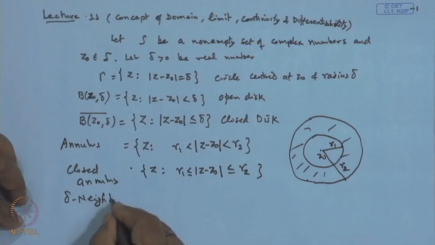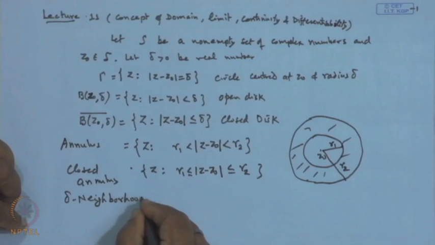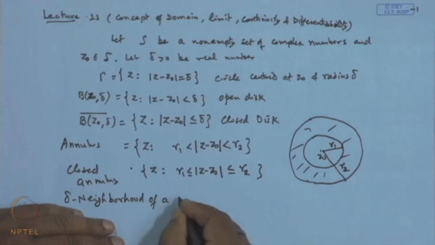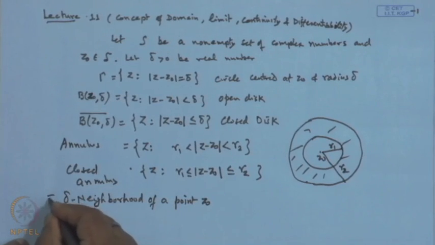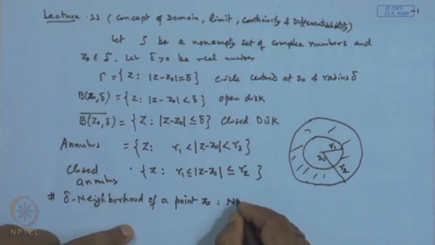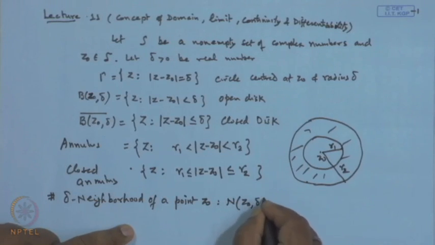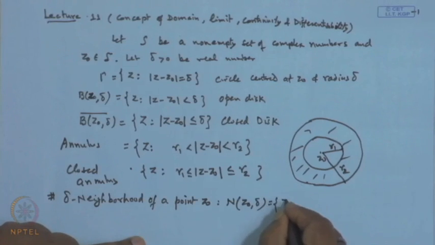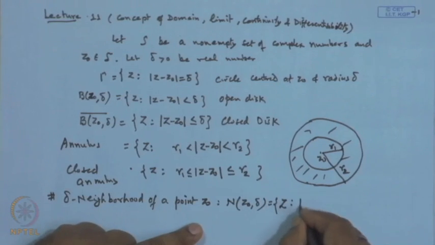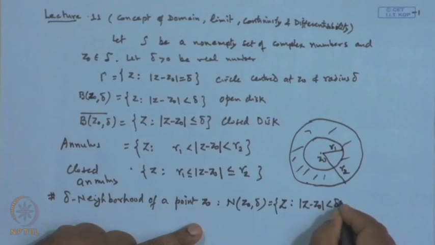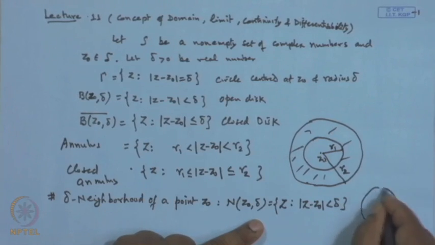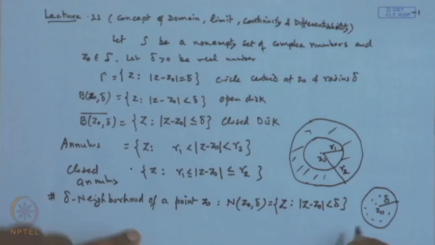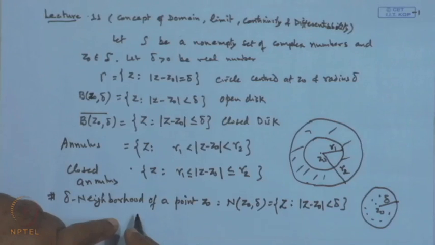Now, the delta neighborhood of a point Z naught, we denote this by N Z naught delta. N is the collection of those complex numbers Z such that mod Z minus Z naught is less than delta. It means we are taking all such points inside a ball centered at Z naught with a radius delta. Then this collection of such points we call a neighborhood or delta neighborhood of the point Z naught.